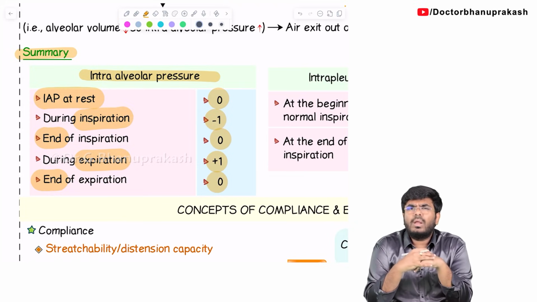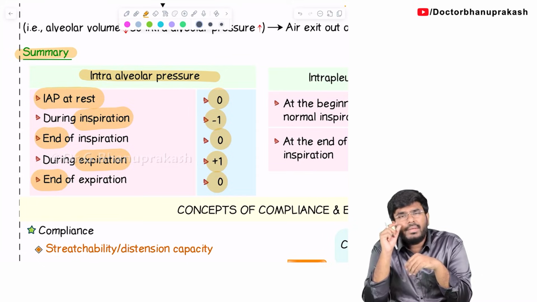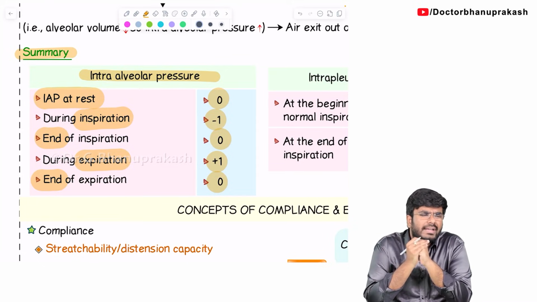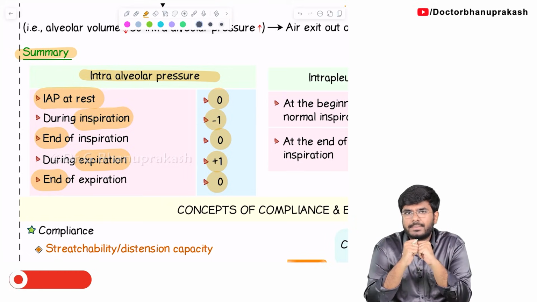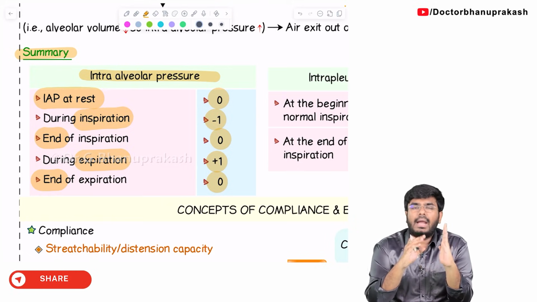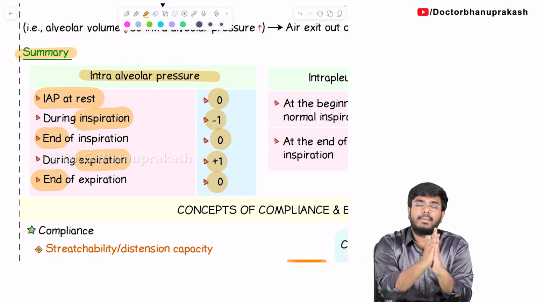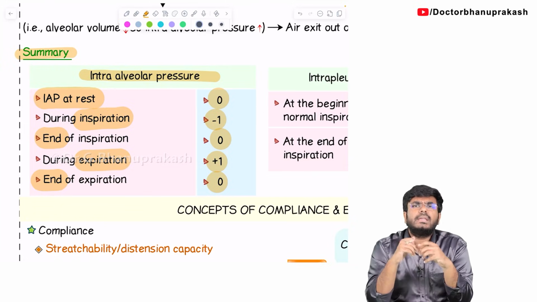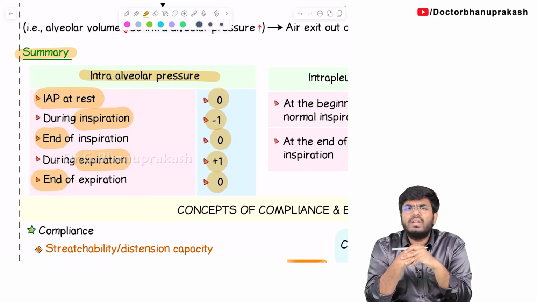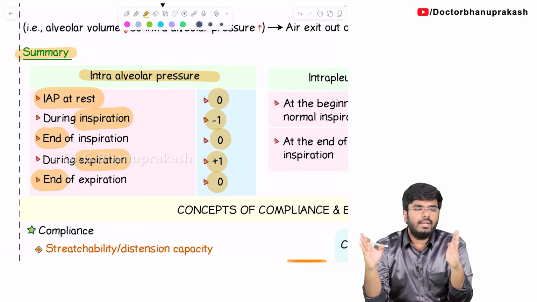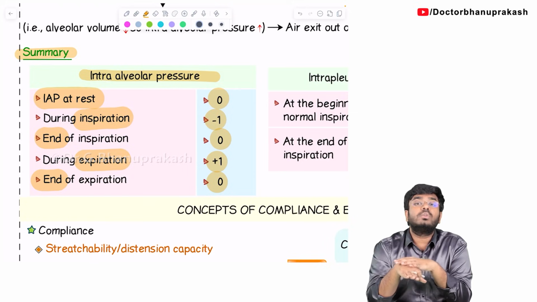Done. Next, what about the intrapleural pressure? Tell me, will your intrapleural pressure ever become 0? No. During inspiration, in the beginning it is -2.5, and at the end of inspiration it becomes -6. And during expiration, from -6 it comes back to -2.5. So intrapleural pressure in a normal individual will never become 0. It is only changing between -2.5 and -6, -6 and -2.5. There is no 0 value.